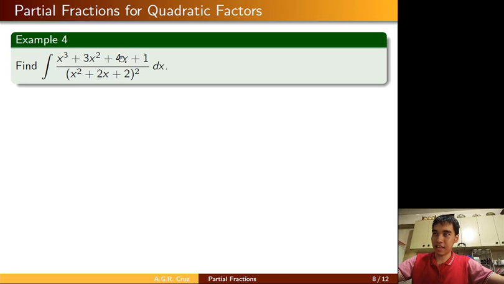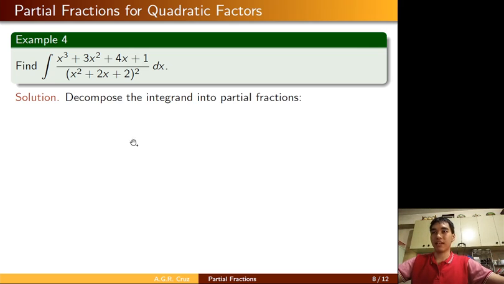Let's find the integral of this function. Again, decompose the integrand into partial fractions. What will happen? Now, x squared plus 2x plus 2 is in fact an irreducible quadratic polynomial, no? Because this polynomial has no real roots. Verify that using the quadratic formula. So in this case, you have an irreducible quadratic factor which is appearing twice in your denominator. So when you decompose into partial fractions, what will happen?